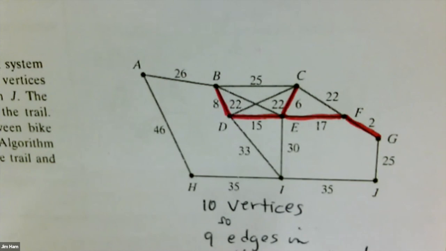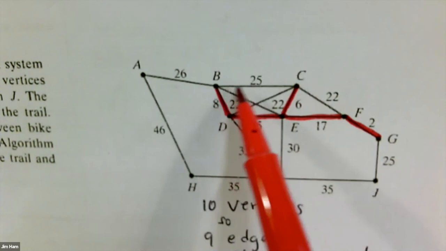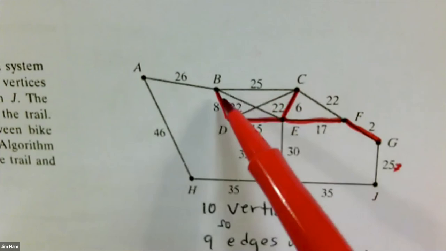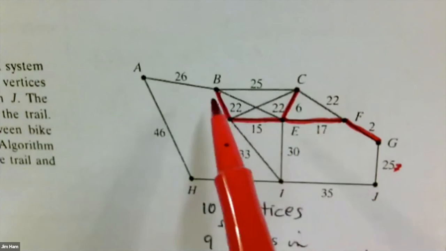So we go up to the next number. What's the next largest number after 22? Okay, 25. That's this one here. We can't add this 25 because it would create this circuit here. Oh, but here's another one. Can we add this 25? Now, if both of them would work, then we could randomly select one. But this one doesn't work because this 25 would create the circuit B, C, E, D. So we can't add that 25, but we can add this one.